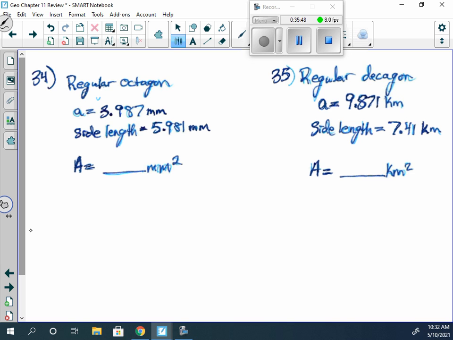These here, 34 and 35, are the exact same thing. They're just telling you what the apothem and the side length are. And they've told you one is a regular octagon, so it has 8 sides. A regular decagon has how many sides? 10.